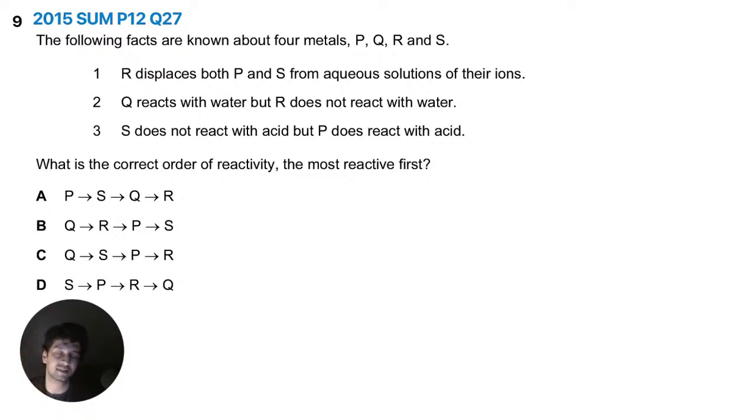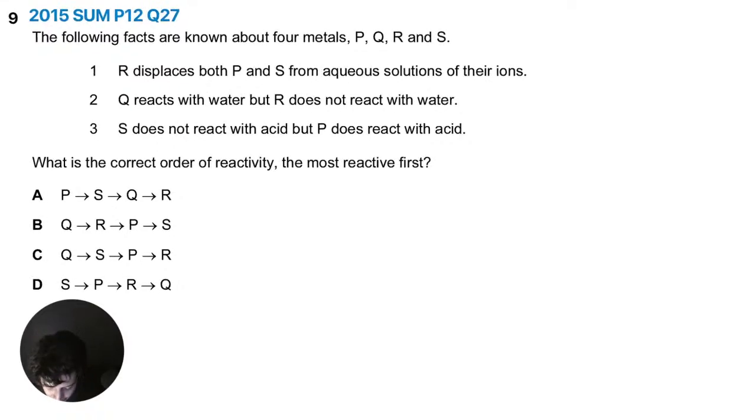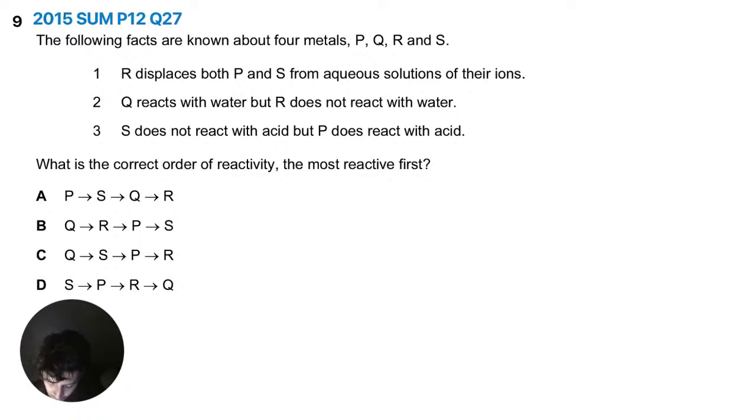Yeah, I think it's B. If you can do this, this is one of my favorite questions because it's so useful. Okay, or not useful, but fun, I guess. The following facts are known about four metals, P, Q, R, and S. R displaces P and S from aqueous solutions of their ions. So it could be aqueous or anywhere. If it's displacing it, R is more reactive than P and S. Q reacts with water, but R does not react with water. So Q is more reactive than R. S does not react with acid, but P does react with an acid. So P and S are less reactive than R, but S is less reactive than P, right? S does not react with an acid, but P does react, yes. So that's the reactivity, QRPS. And B is indeed QRPS. The answer is B.